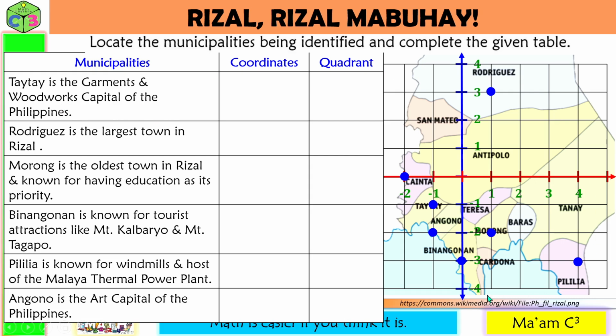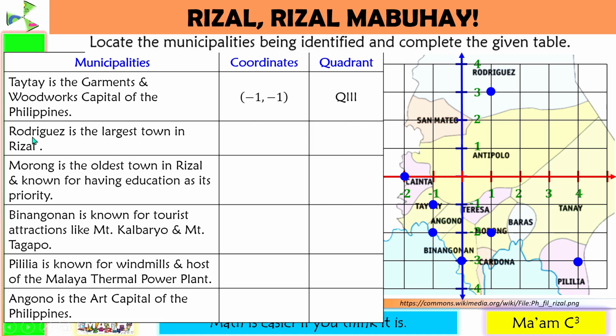Let us look for Taytay, and it is here. So from the origin to come here, you need to move 1 unit to the left and 1 unit down. So it means negative 1, negative 1. And since both signs are negative, then Taytay is located at the third quadrant.